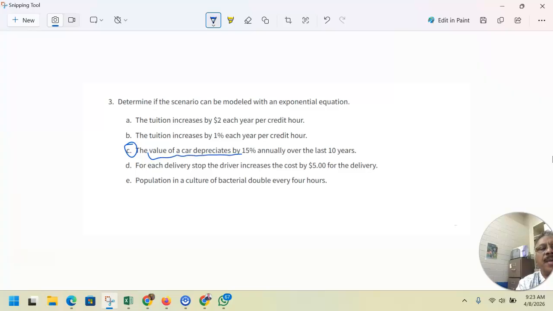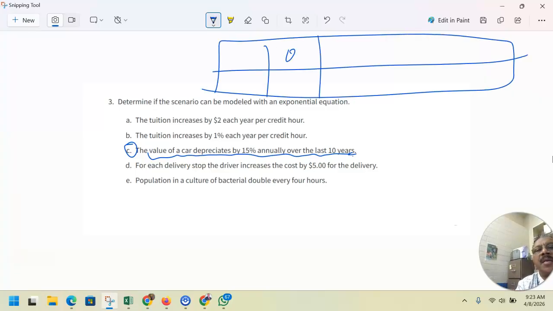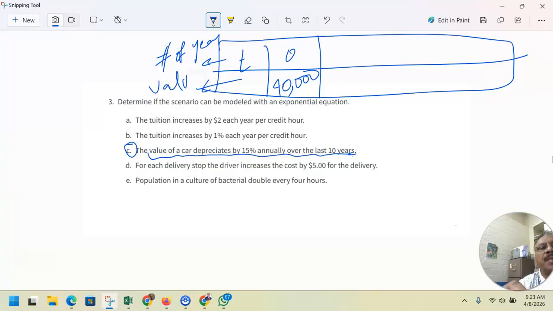c, the value of a car depreciates 15% annually over the last 10 years. So I just wanted to show how in the beginning there will be some amount here, maybe a $40,000 car, right? So this is years, t stands for the number of years. So t could be the number of years since the car was bought, and this is the value of the car. So this is like x and y. Instead of x and y, you could use t for the number of years since you bought the car and v for the value of the car.